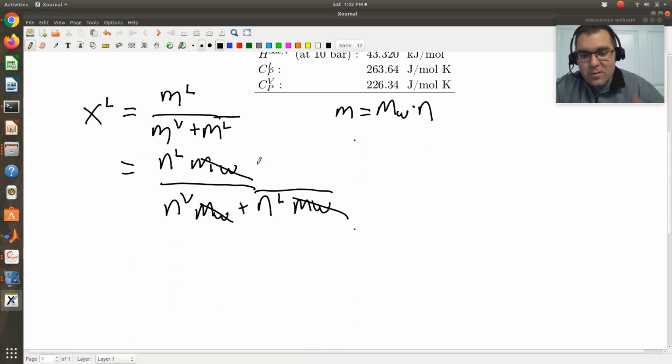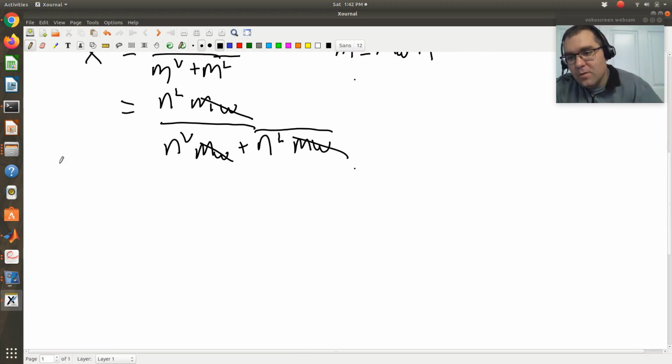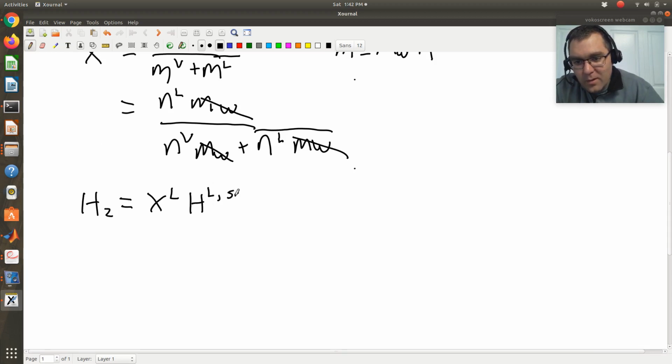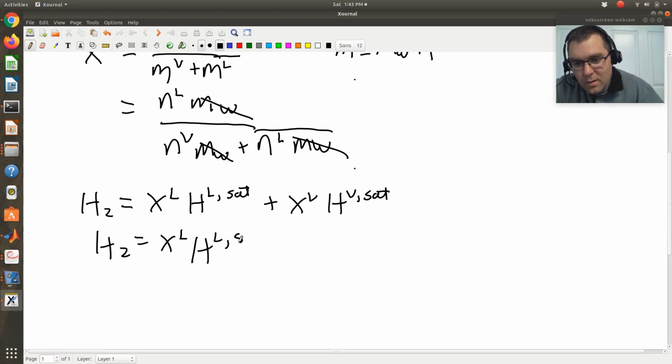Okay, let's do it. So dealing first with the enthalpy of my final system, I'll call it H2. It's going to be equal to the fraction of my system that's liquid times the enthalpy of my liquid at saturation plus the fraction that's vapor times the enthalpy of my vapor at saturation. And since XV is just 1 minus XL, I'll write it using that notation.